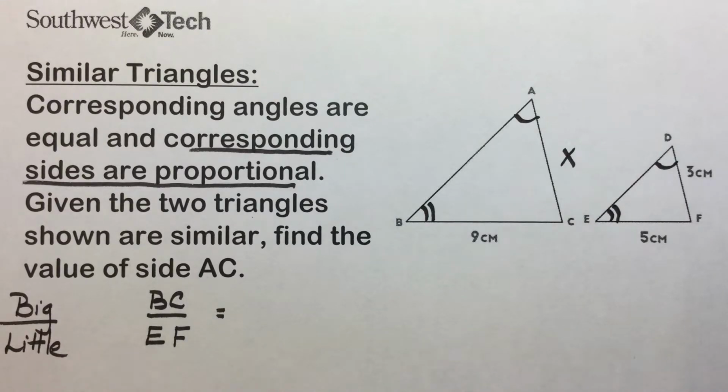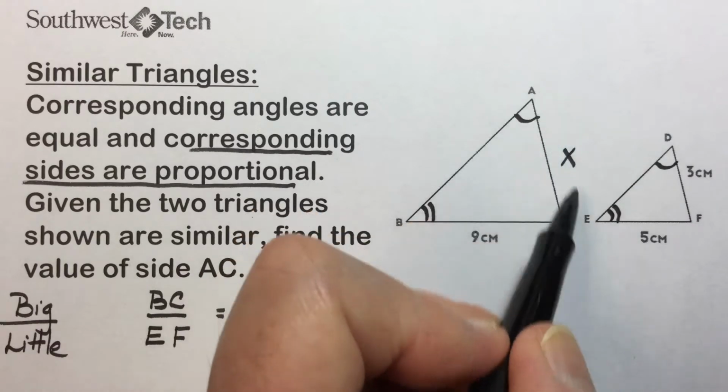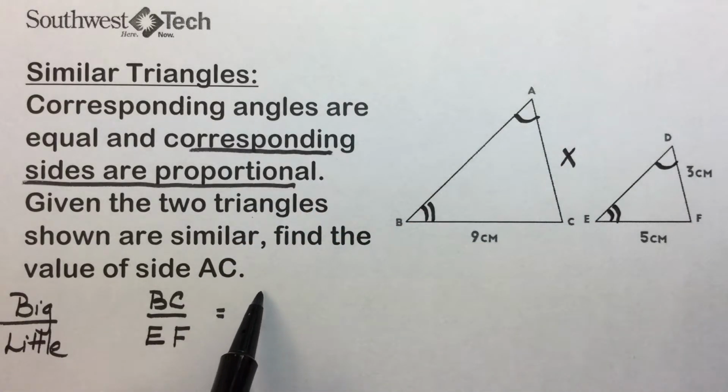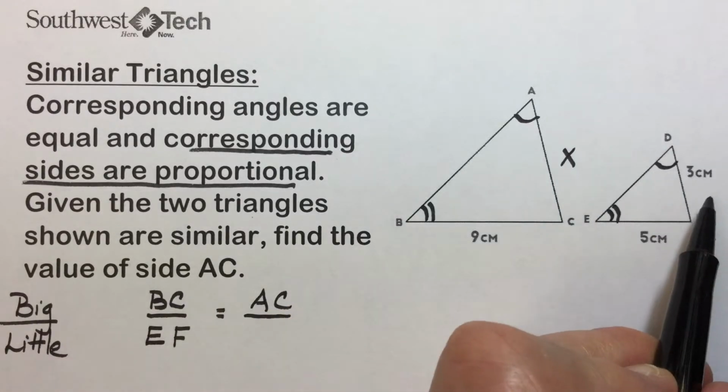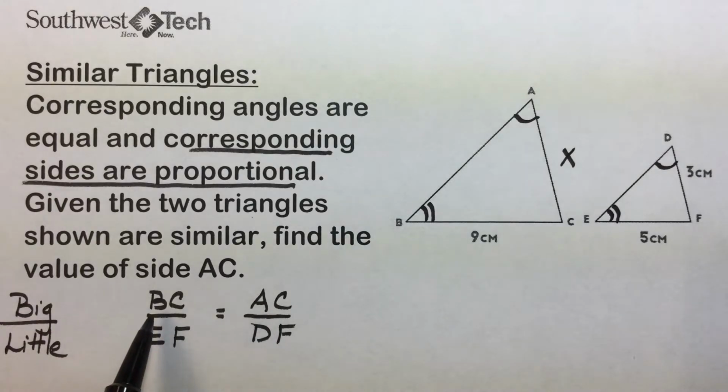That proportion should then equal, if we take our unknown big triangle side, which is AC, to its corresponding side on the little triangle, which is DF. So there's our proportion for these two triangles that are similar. Let's put in the particulars to see how they are in fact proportional and solve for our missing length.